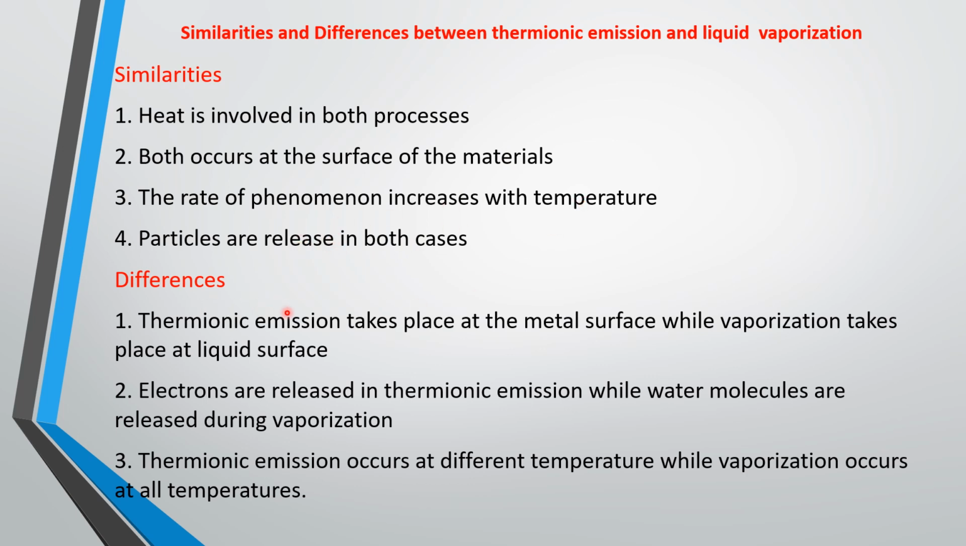Then the differences: thermionic emission takes place at the metal surface, while evaporation takes place at the liquid surface. Electrons are released in thermionic emission, while water molecules are released during vaporization. Thermionic emission occurs at high temperatures, while evaporation occurs at all temperatures. These are the differences between the two. I just brought this up so that you have summary information that you need to know. As you are preparing for examinations, these points are very, very important and key.